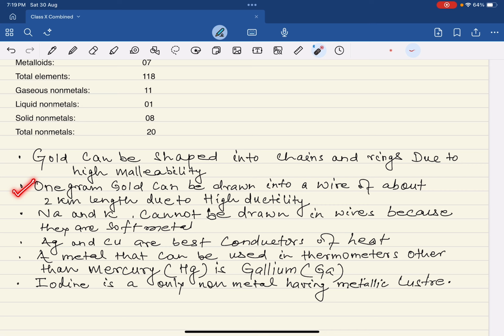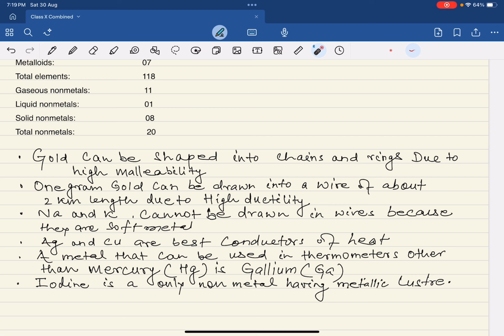1 gram of gold can be drawn into a wire of about 2 kilometer length due to high ductility. Sodium and potassium cannot be drawn into wire because they are soft metals, so soft they can be cut with a knife. Silver and copper are the best conductors of heat. They conduct heat and electricity both. A metal that can be used in thermometers other than mercury is gallium.